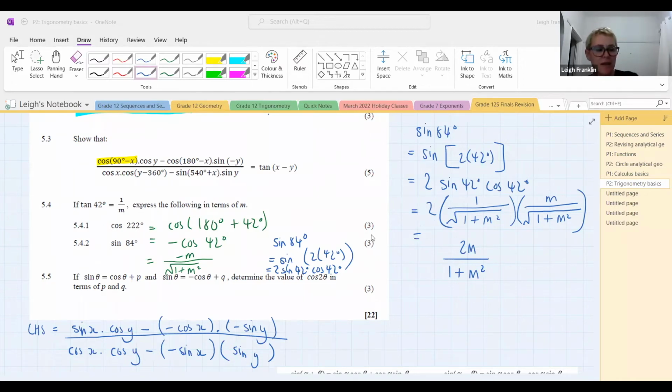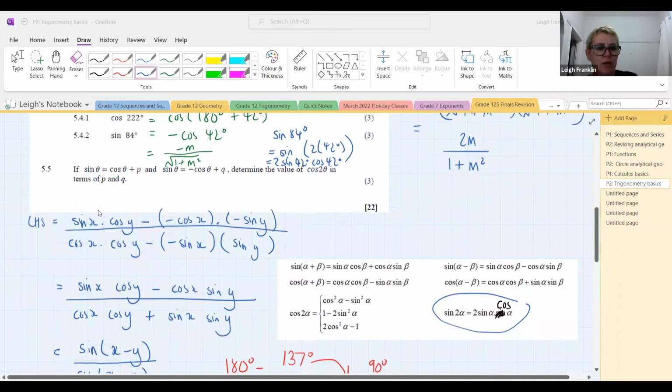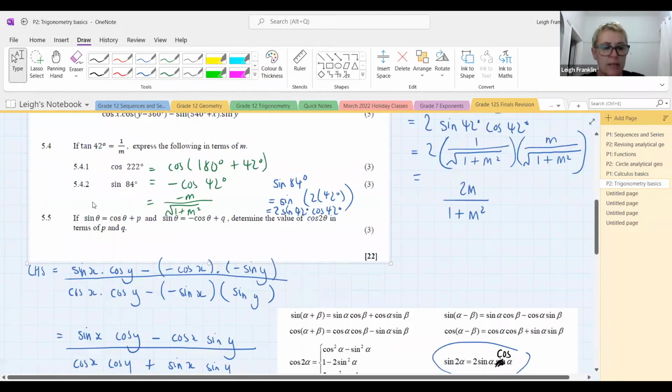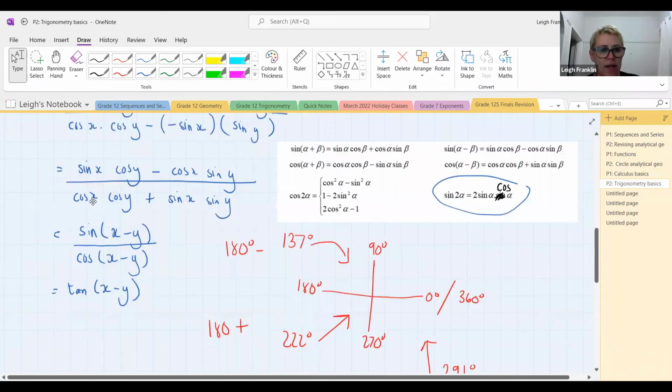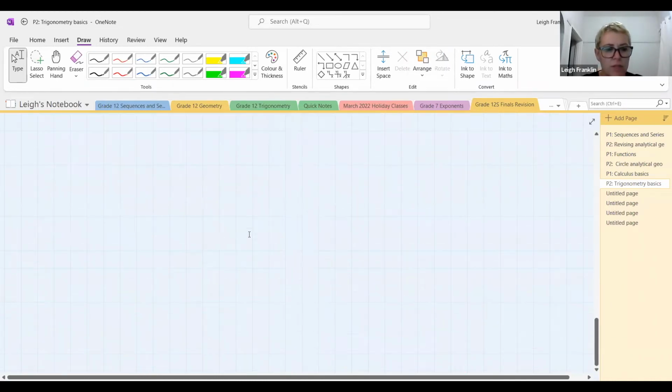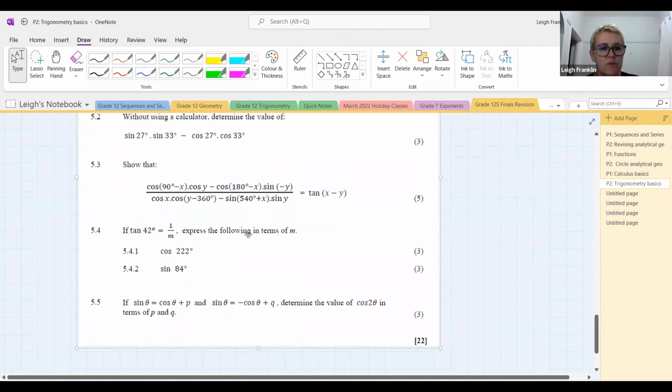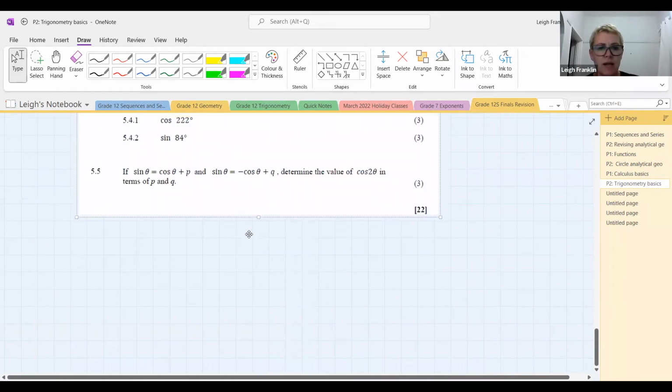Now that that's done, we can move on to the next question, 5.5. It says, if sine theta equals cos theta plus p, and sine theta equals minus cos theta plus q, determine the value of cos 2 theta in terms of p and q. I'm going to copy that and stick it over here so that we can look at a clean screen instead of stuff that's got writing all over it. We can always come back up to this question.